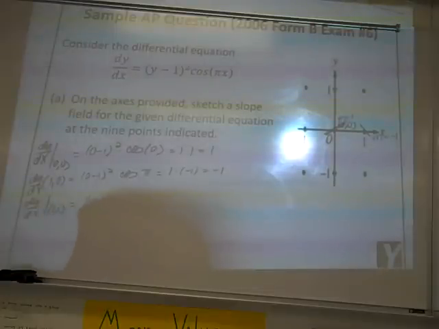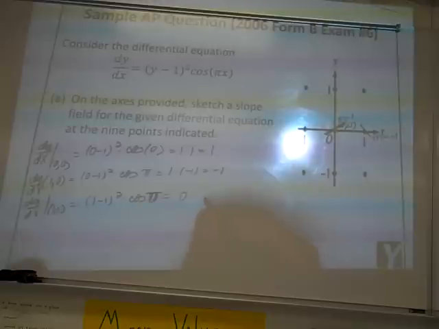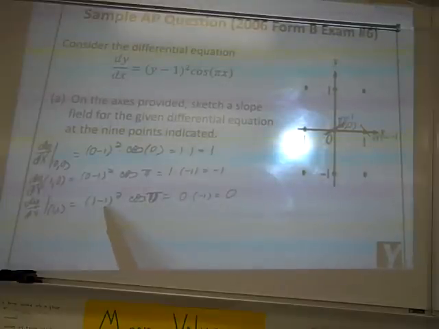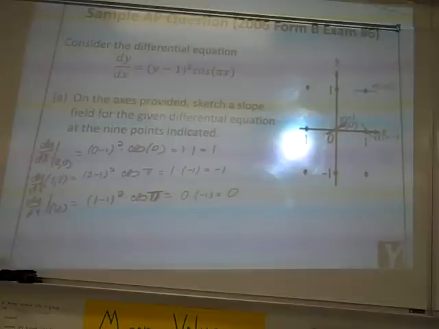Let's find dy/dx at (1, 1). At (1, 1), we get (1 minus 1) squared times cosine of pi. 1 minus 1, hey, that one's easy. 0, 0 times cosine pi. Who cares what cosine pi is? Cosine pi is negative 1, but all I know is that because I'm multiplying by 0, my final answer is going to be 0. So over here, a horizontal tangent line. You actually get some easy points out of this.